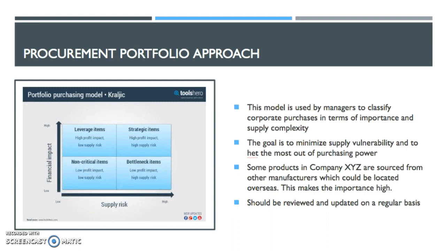Procurement portfolio approach. This model is used by managers to classify corporate purchases in terms of importance and supply complexity. The goal is to minimize supply vulnerability and to get the most out of the purchasing power. Some products in company XYZ are sourced from other manufacturers which could be located overseas. This makes the importance high. Should be reviewed and updated on a regular basis.